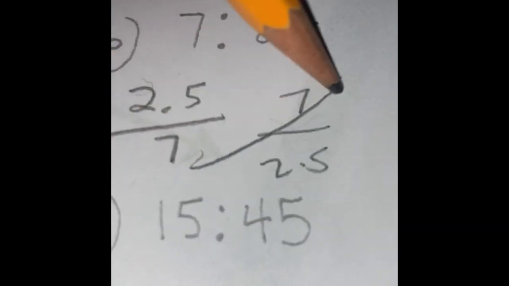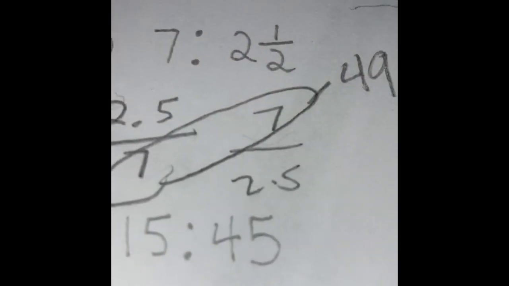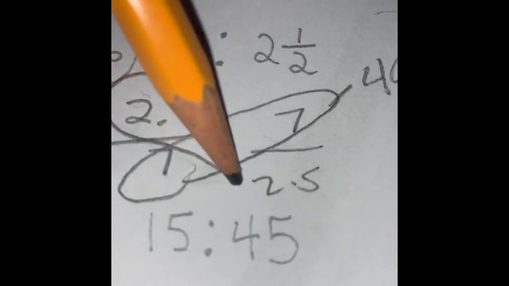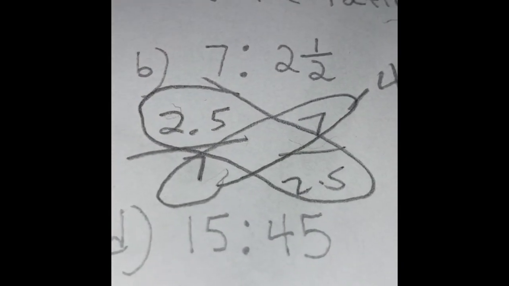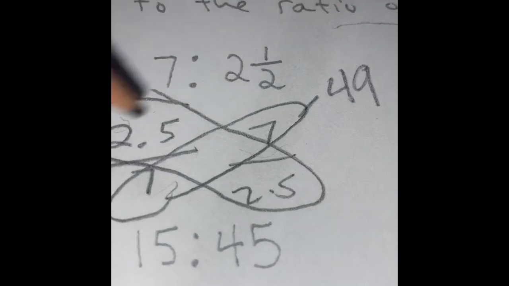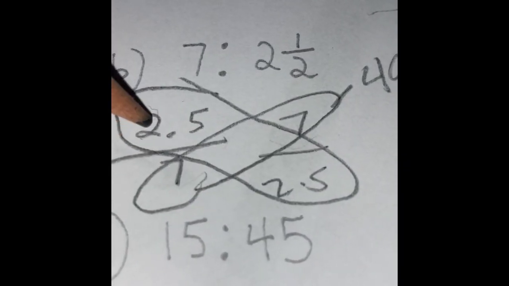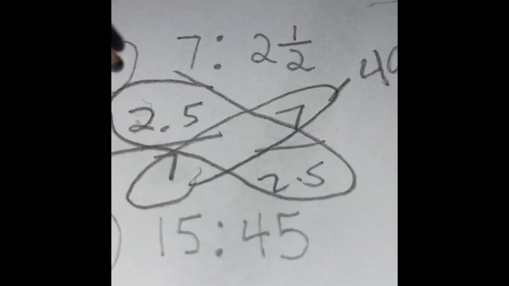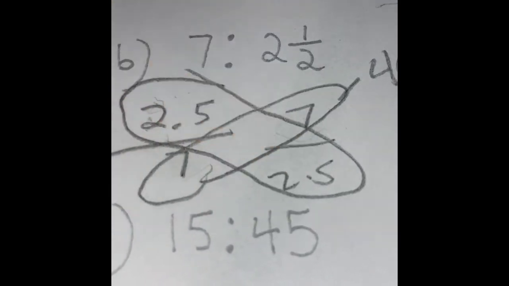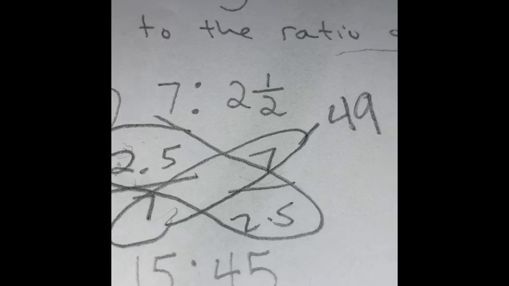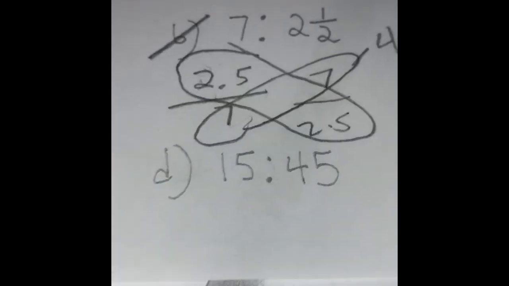So what I know is 7 times 7 is going to be 49. And then I know 2.5 times 2.5 is going to be basically nowhere near 49, because if we estimate, 2 times 2 at minimum is going to be 4, and even if we round it up, 3 times 3 at most would be 9, and 9 is nowhere near 49, so I know that is not the right answer.